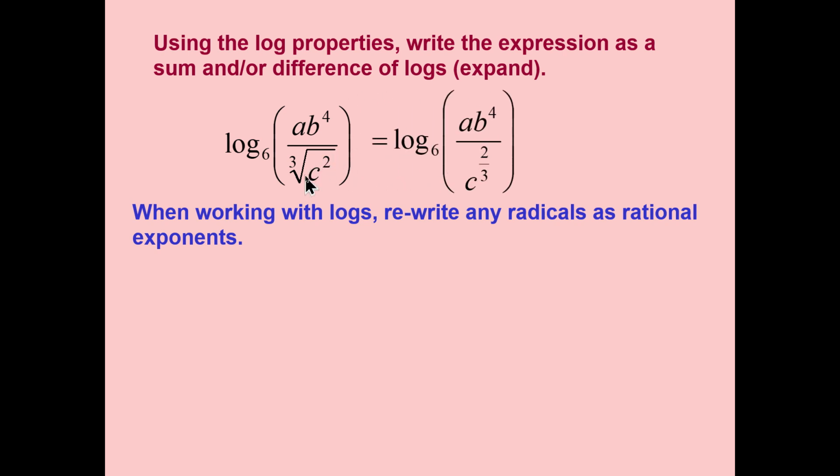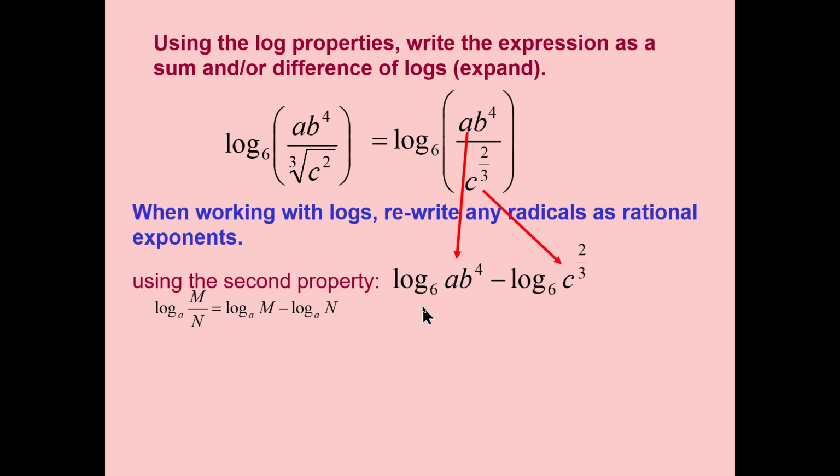So you start out here. They rewrote the cube root of c in the denominator with a fractional exponent, c raised to the 2/3 power, the fraction part being the 3 there. Using the second property here, we have a quotient of logs. The log of a quotient is equal to log base a of m minus log base a of n. So you can rewrite this one as the difference between 2 logs here.